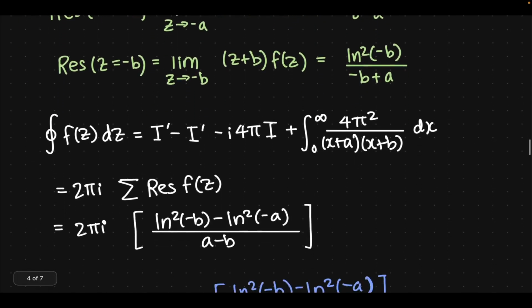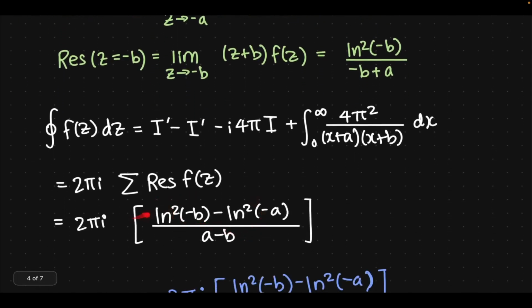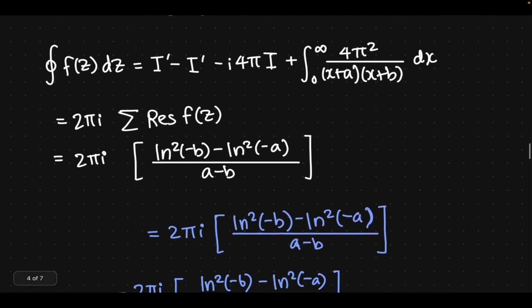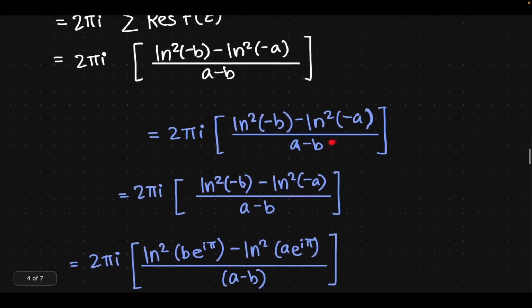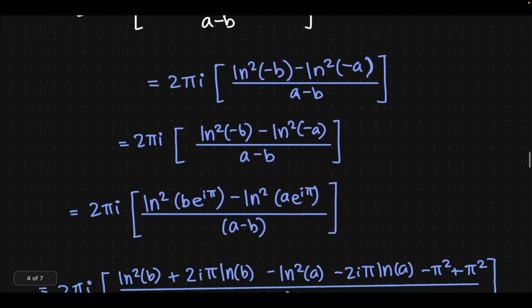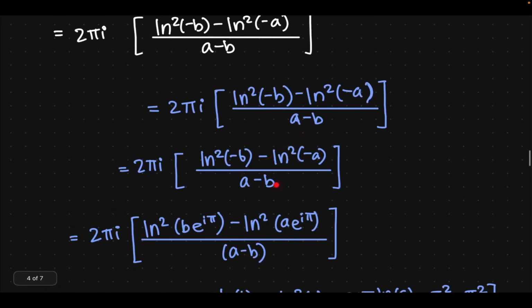So now if we write everything together, we can group them. 2 pi I times ln squared minus b minus ln squared minus a, over a minus b. And then we just combine everything like this. Just a little bit of algebra more to do.